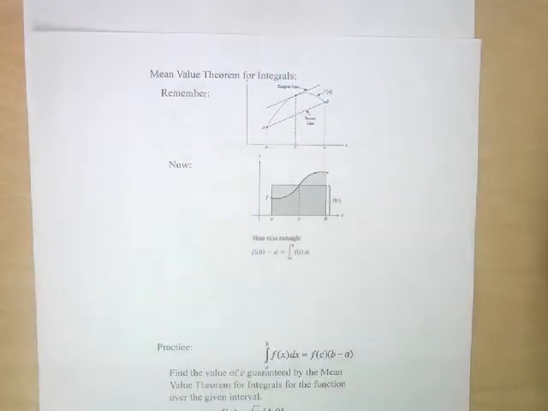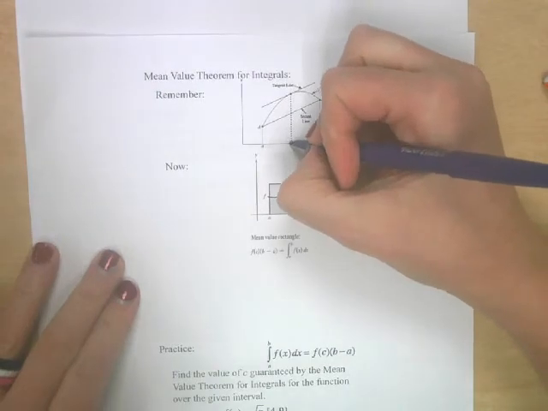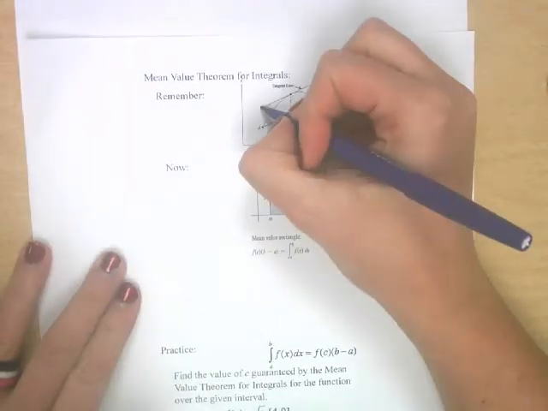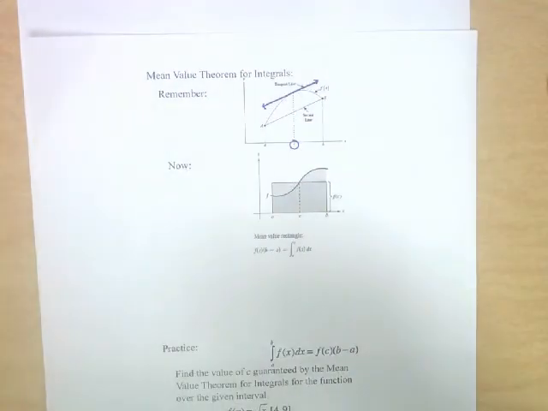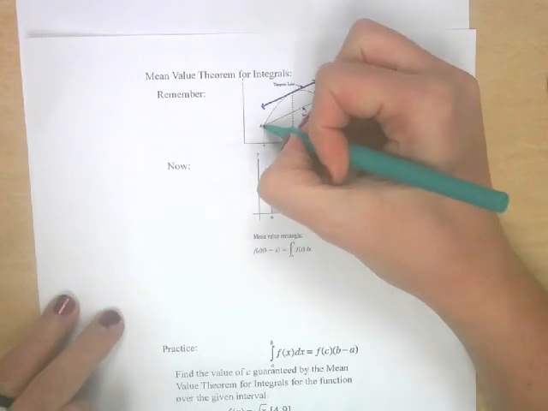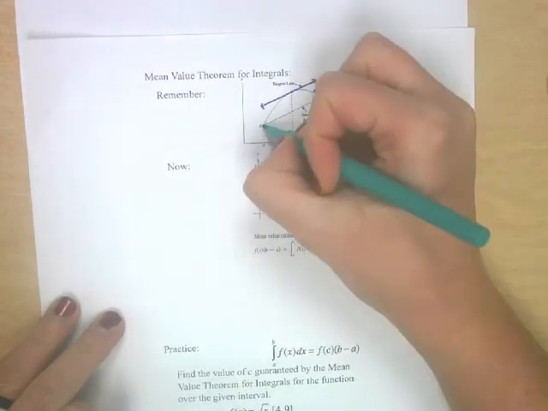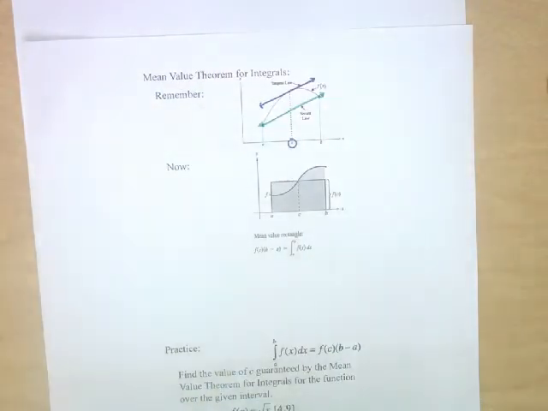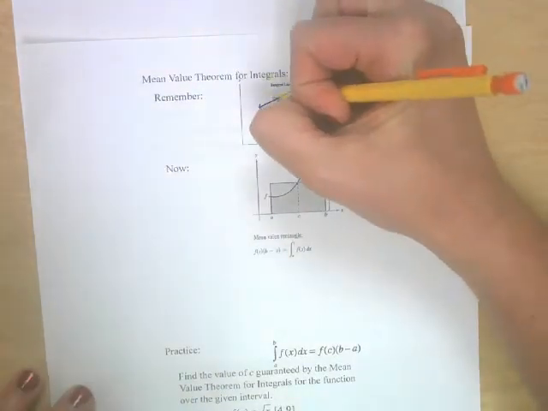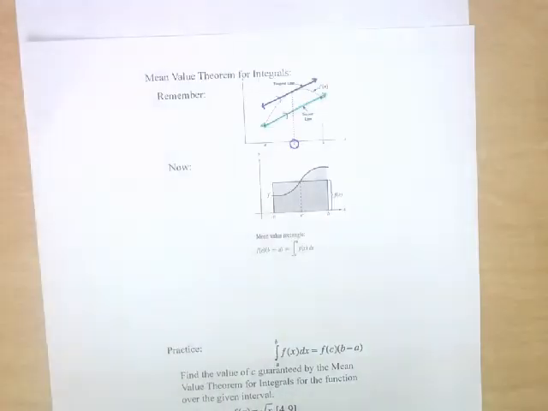All right, so let's talk about the MVT, mean value theorem for integrals. So what was the mean value theorem for derivatives? Well, it said there was some value C that when we drew the tangent line at that spot, it was equal to the secant line, which was the one that connected the first and the last point. So those two lines had the same slope and they were parallel to each other. That's what MVT was when we did it for derivatives.